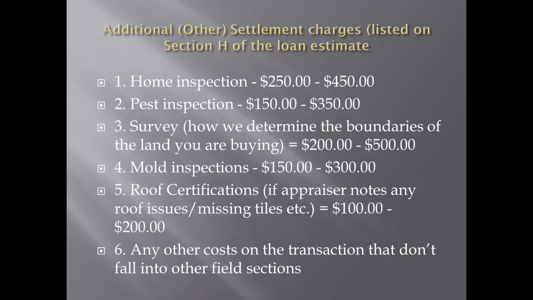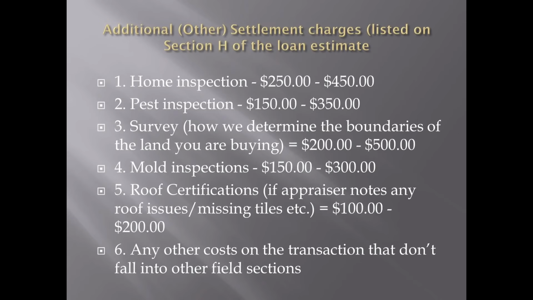Now, a pest inspection will also be listed on here if you want to get a termite inspection. The survey is how we determine the boundaries of the land that you're buying. So if there's no survey that's ever been done on the property, it's going to be required. Most of the time, there's a survey available for the appraiser to obtain. But again, if it's not available, we'll have to order it.